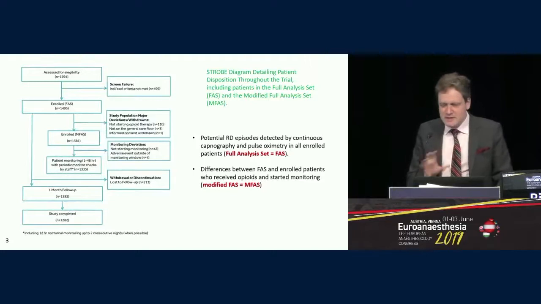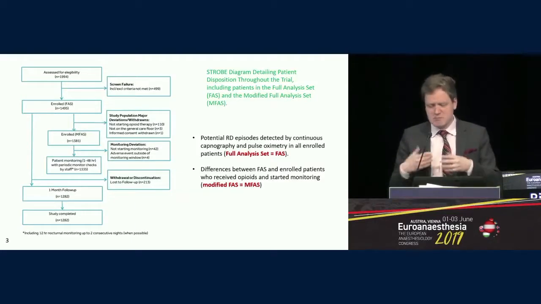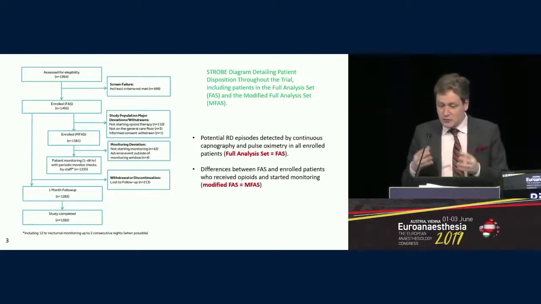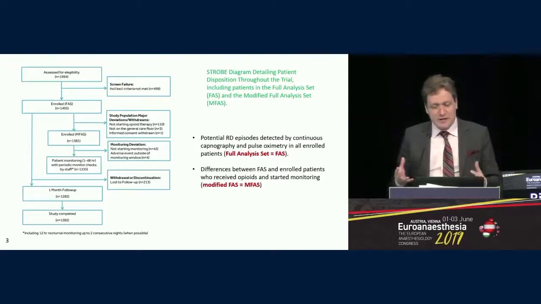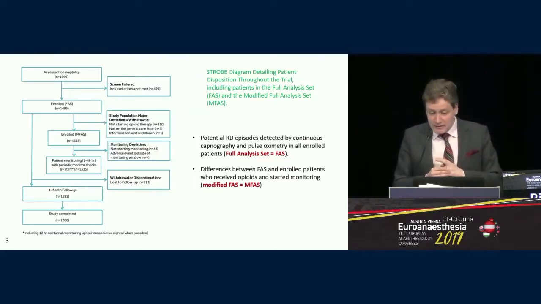Very good. So this is basically a STROBE diagram detailing patient movement and disposition throughout the trial. Just the way the study was designed, it includes, because you'll see this later, a full data set, FAS, as well as a modified data set. The full data set included patients with potential respiratory depression episodes, and the modified one was basically the difference between the full data set and patients who actually received opioids and started monitoring.